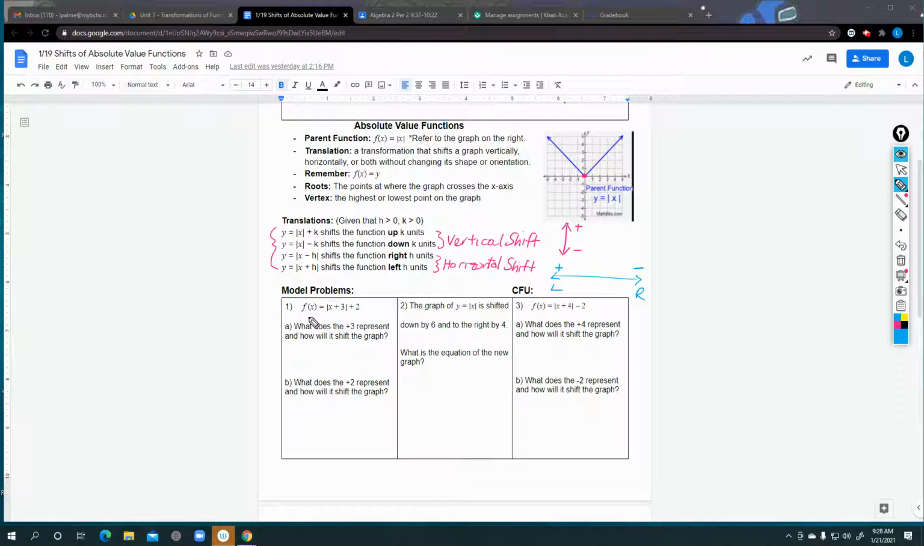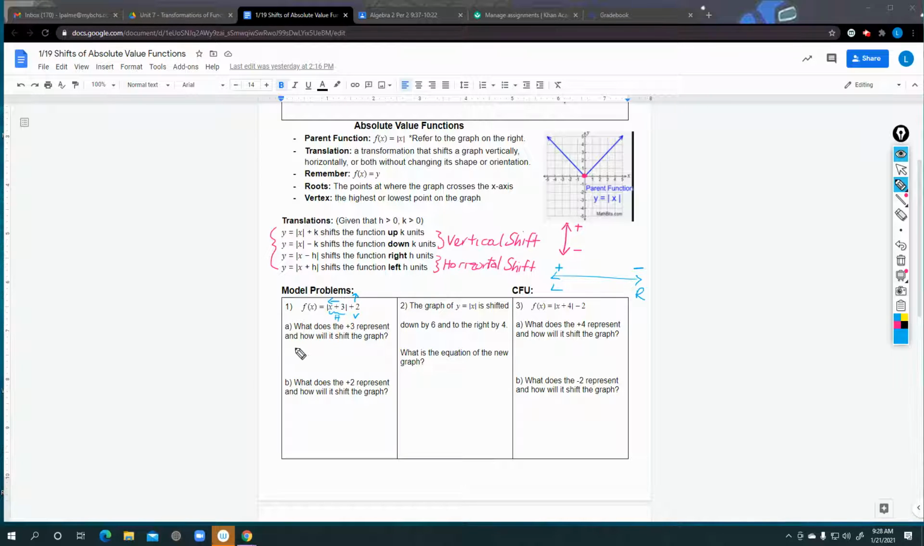So here we have a problem, f of x equals absolute value of x plus 3, plus 2. You want to annotate as much here. So we have here our horizontal shift and we have our vertical shift. Horizontal shift, positive 3. Remember, positive 3 shifts our function to the left. Positive 2 is a vertical shift, positive numbers go up. So there's your annotation. We can annotate in math.